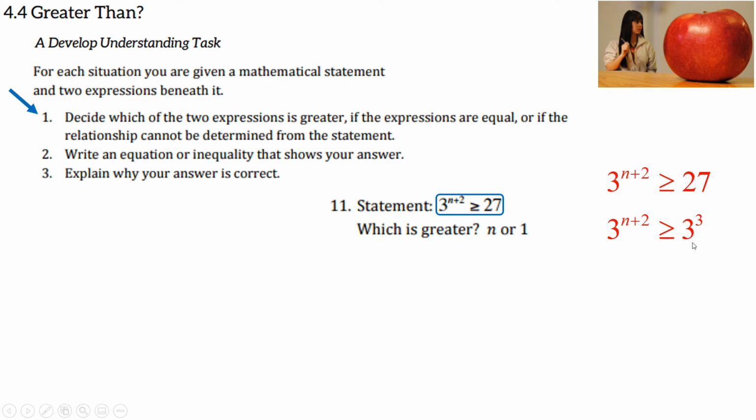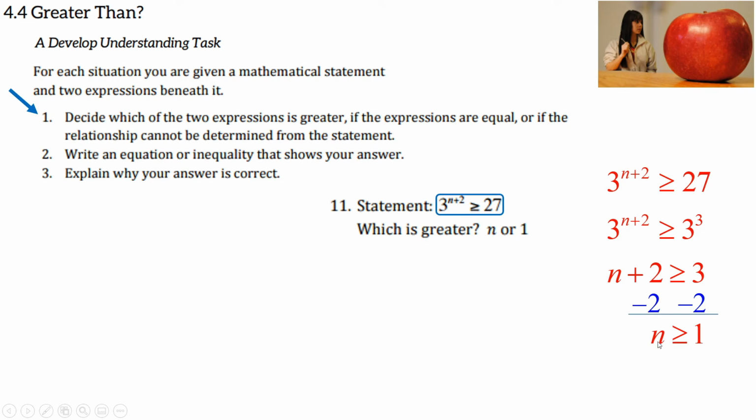Now we have common bases on both sides. And if we make the statement that 3 to the n plus 2 is greater than or equal to 3 to the third, couldn't that only be true if this n plus 2 were greater than or equal to the 3? Look at that. Now, let's solve for n. So, see that plus 2? Let's subtract it. Bring down the inequality symbol, and n plus 2 minus 2 is n, and 3 minus 2 is 1. Which is greater, n or 1?